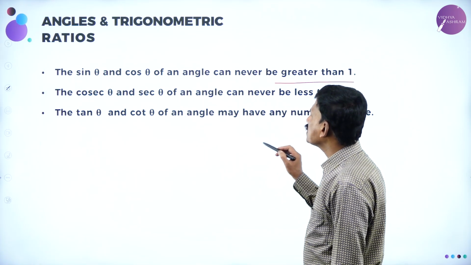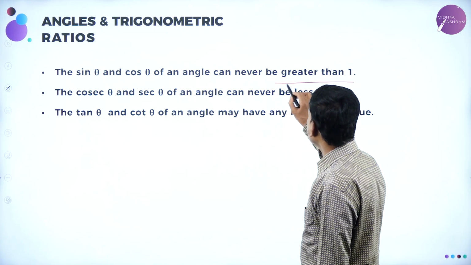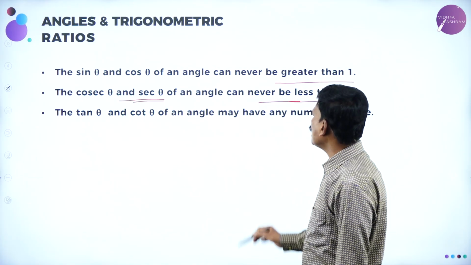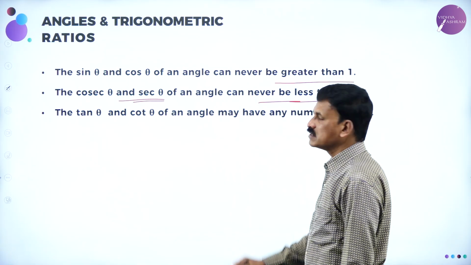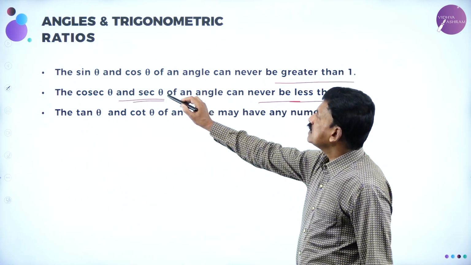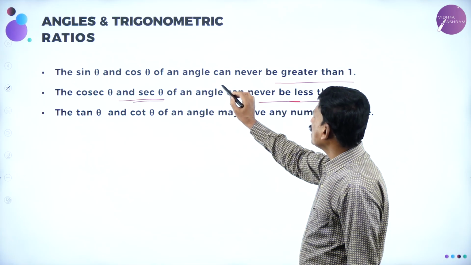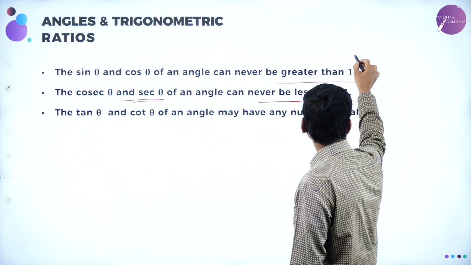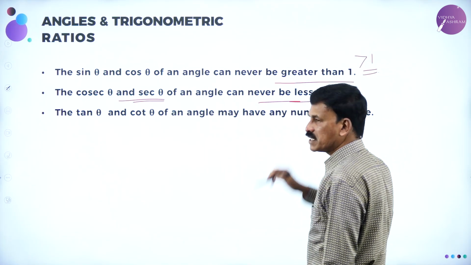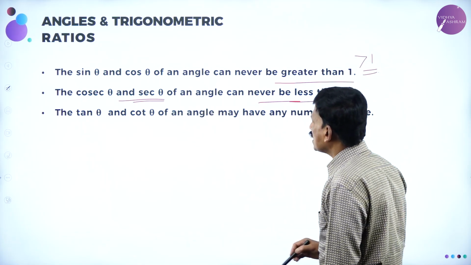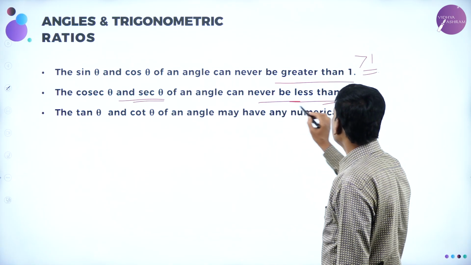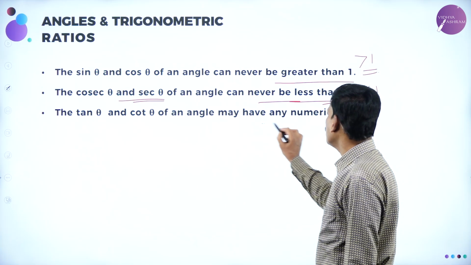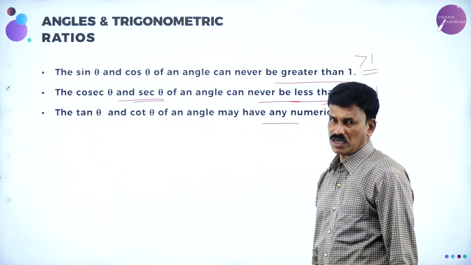Sin theta and cos theta of an angle can never be greater than 1, and the cosecant and secant theta of an angle can never be less than 1, right. Tan theta and cot theta of an angle may have any numerical values.